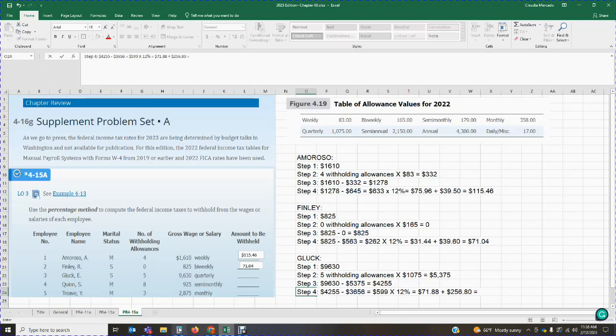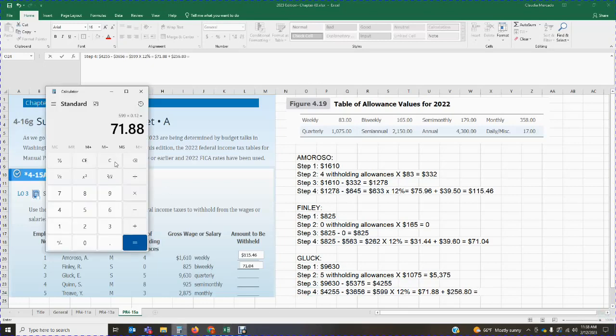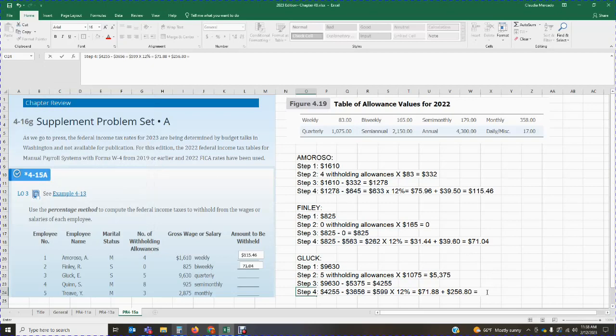So we add those two numbers together, $71.88 plus $256.80. That gives me $328.68. Okay. So that is the amount that is going to be withheld for Gluck.